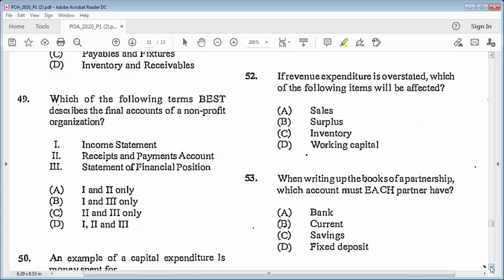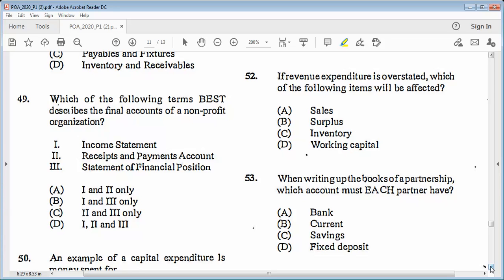Let's go on to 49. Which of the following terms best describes the final accounts of a non-profit organization? 1, income statement. 2, receipt and payments account. 3, statement of financial position. A, 1 and 2 only. B, 1 and 3 only. D, 1, 2, and 3.